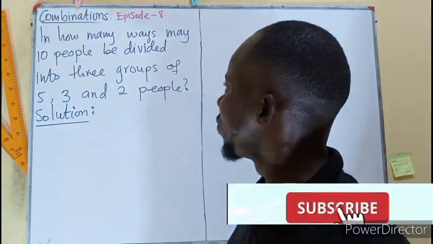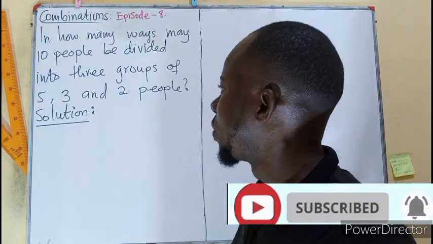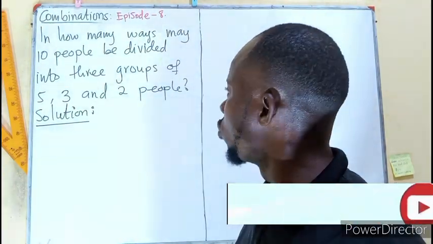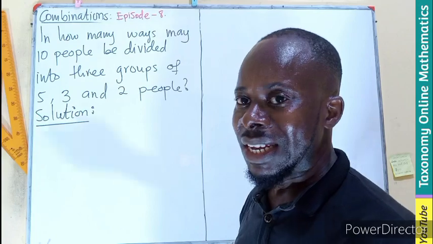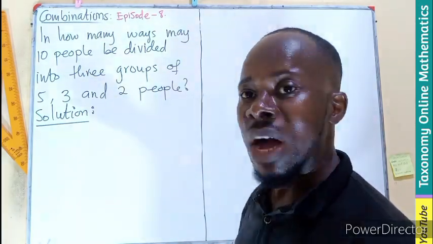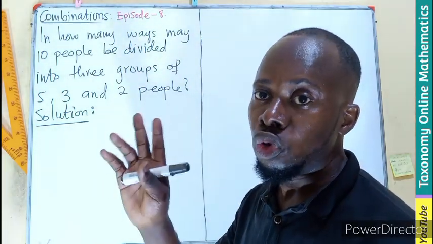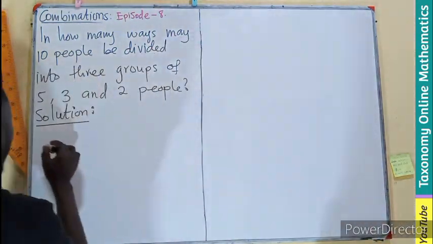In how many ways may 10 people be divided into 3 groups of 5, 3, 2 people? Meaning the first group will have only 5 people, the second group will have only 3 people, and the last group will have only 2 people. So let's see the first group.